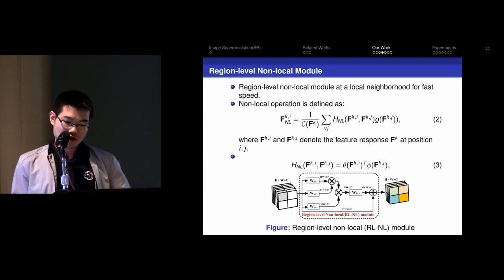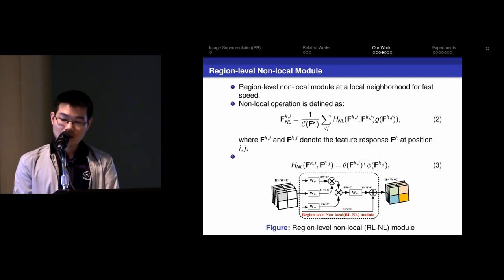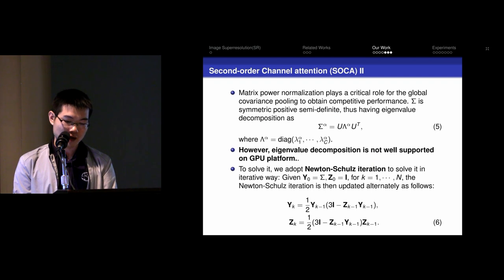And to use the feature spatial correlation, we propose the region-level non-local module in a local neighborhood for fast speed. And to use the second-order feature statistics, we first reshape the feature of h times w times c to a feature of hw times c. And then we can compute the sample covariance matrix.